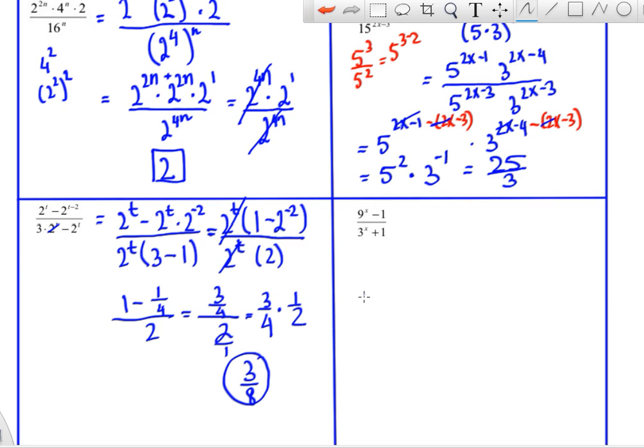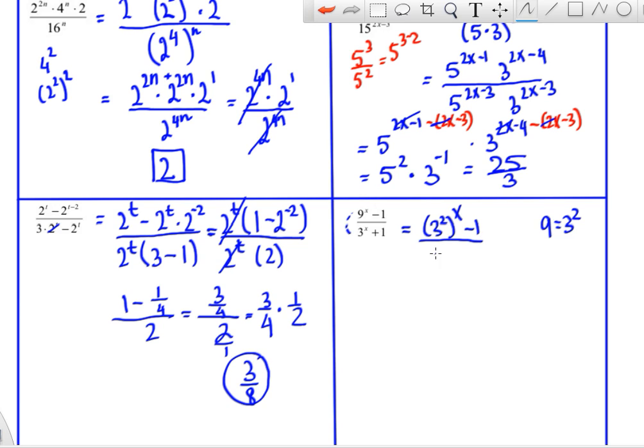Okay, last one. This one's a little trickier, but there is something here that should draw your eye a little bit. 9 and 3. 9, again, 9 was 3 squared, right? So 9 is 3 squared. So I'm going to rewrite that. I'm just going to say, well, let's say 3 squared to some power of x minus 1.